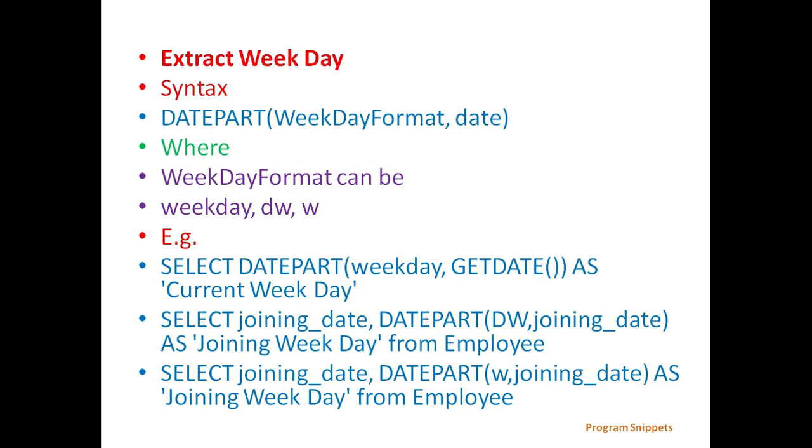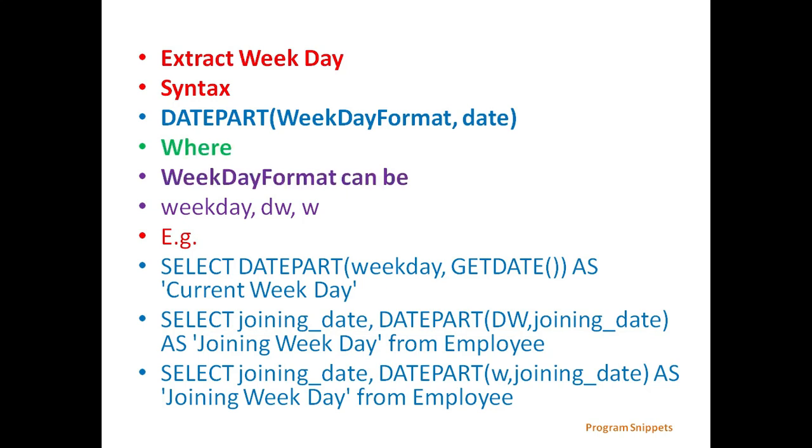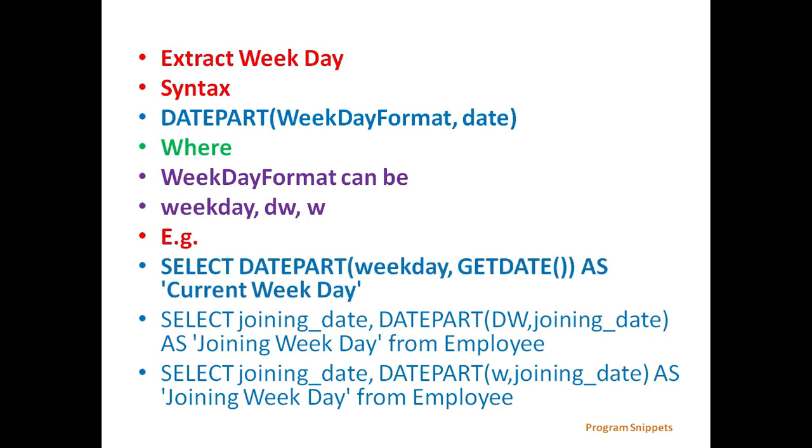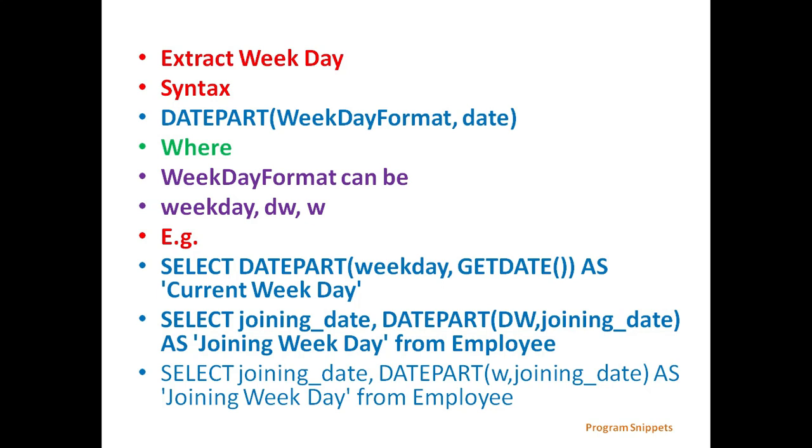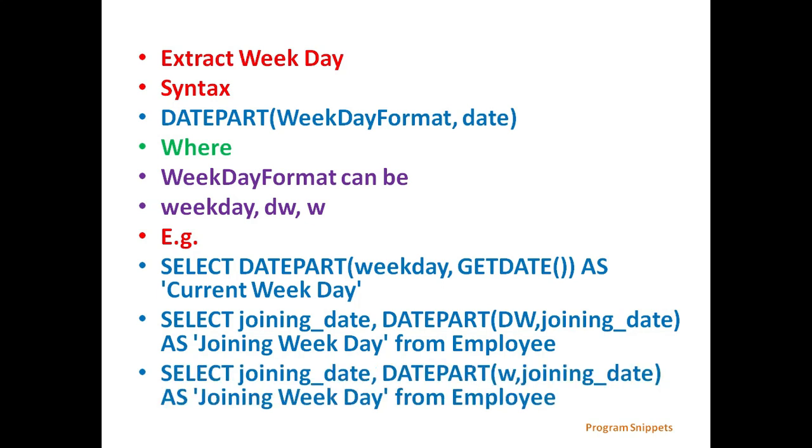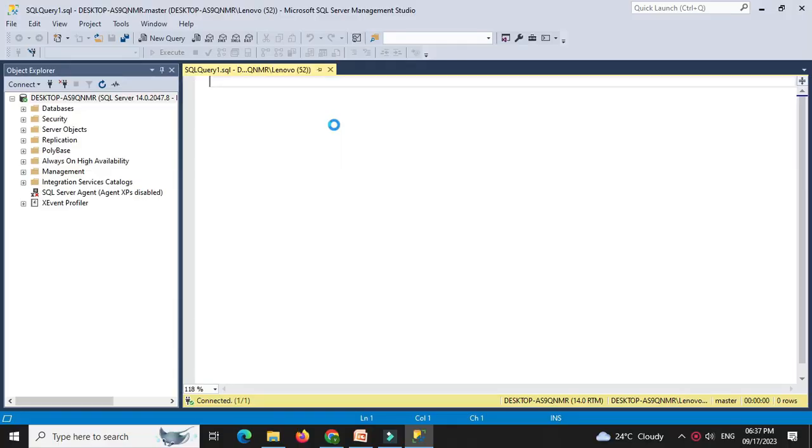Next is extract weekday. General syntax is DATEPART with parameters weekday format and date, where weekday format can be weekday, dw or w. For example, SELECT DATEPART with parameter weekday, GETDATE() will return the current day of the week. We can use it with the table also. So SELECT joining date, DATEPART(dw, joining date) will return the joining weekday of the employee. And we can also use w for extracting the weekday. Now we'll execute these queries.